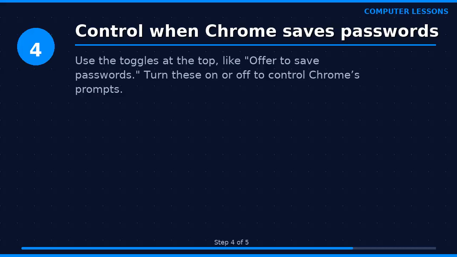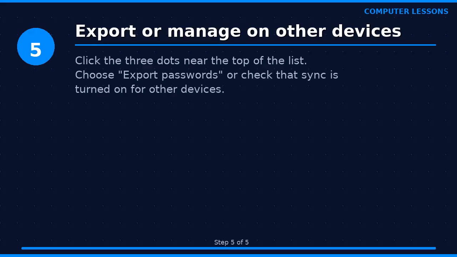Fourth quarter, strategy settings up top, offer to save passwords and auto sign in. Flip those switches to decide how aggressive you want Chrome's help to be. And if you're switching devices or browsers, export that whole list and keep sync turned on so your logins travel with you. You're not just surfing the web anymore, you're calling the plays on your security.